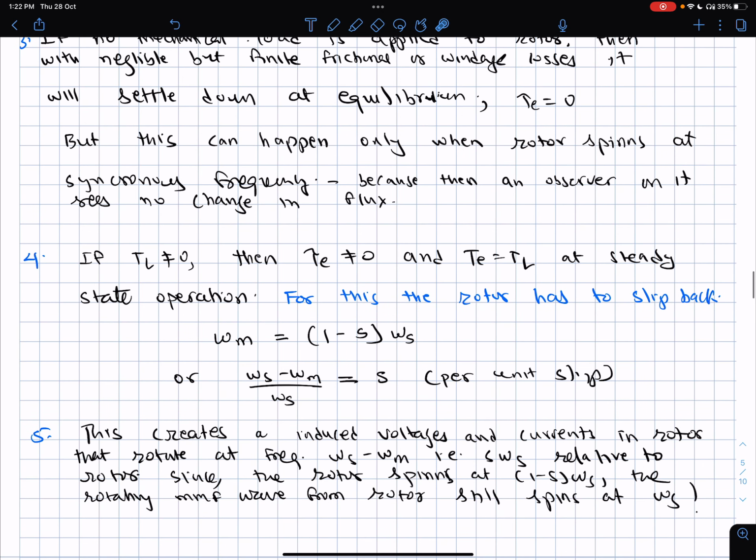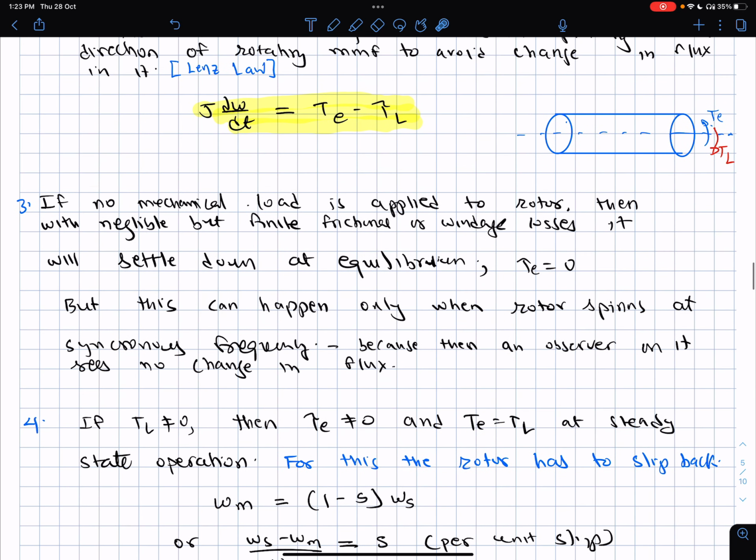Now suppose you have actually applied some torque, a retarding load torque, on this rotor. Then under the steady state, what has to happen? There should be TE generated by the motor, so that TE should become equal to TL, in which case only the d omega by dt will become 0, or omega will become stationary, omega will get a constant value.